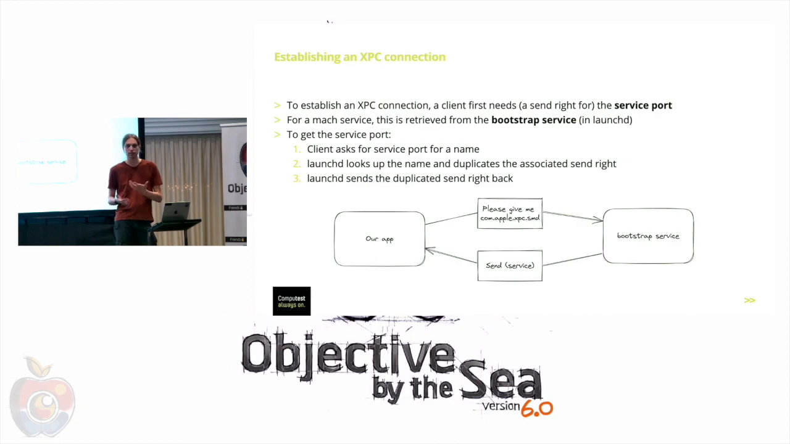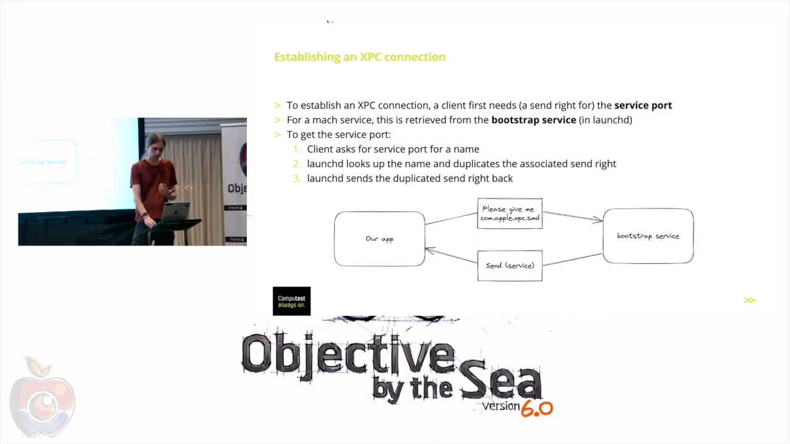So this means that you have a name and you need to transform that into a service port. And that works by asking the bootstrap service, which is a part of launchd. You ask it, I'm looking for this specific service. And then the bootstrap service will check its own lookup table, and it sees it has a send right. It will duplicate that and send it back to the client once you initiate the connection. So you ask the bootstrap service, and you get a service port back.